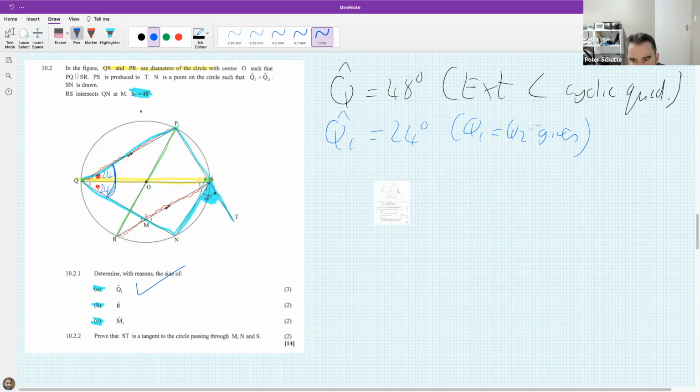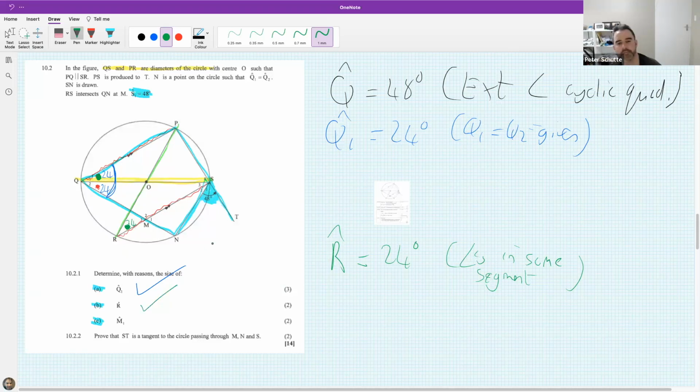So Obongwe, Emmanuel, or Tile are all pointing out that R seems to have a relationship with Q1. And that relationship is angles in the same segment. And so we would say that R is equal to 24 degrees, angles in same segment. So this would be 24. Okay, next we have to try and find M1.